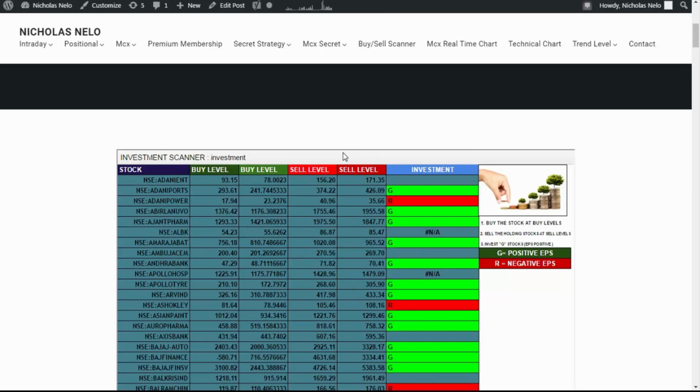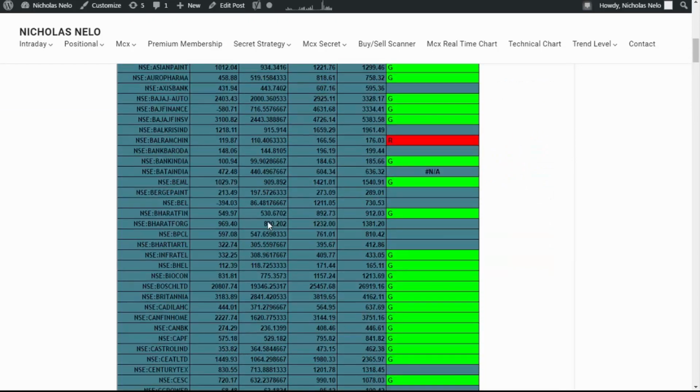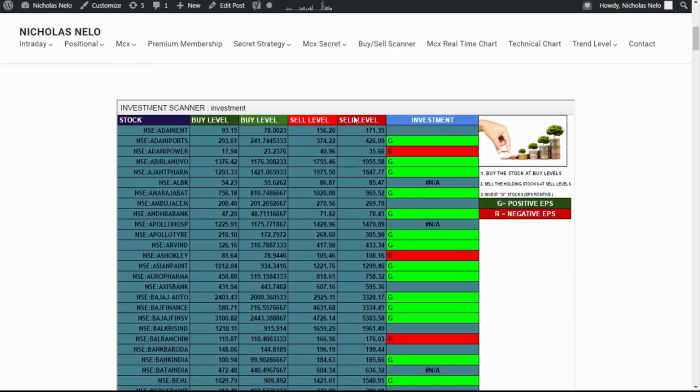So the investment scanner is helping you to find the buying level of any stocks. Here I have added almost all stocks, so you will get all the stocks' buy level and sell level. If you are holding such stocks, just sell once it reaches this level. Another thing is you can see here G and R. G represents positive EPS and R represents negative EPS. So try to invest in the stock with G. That stock is good for investment.